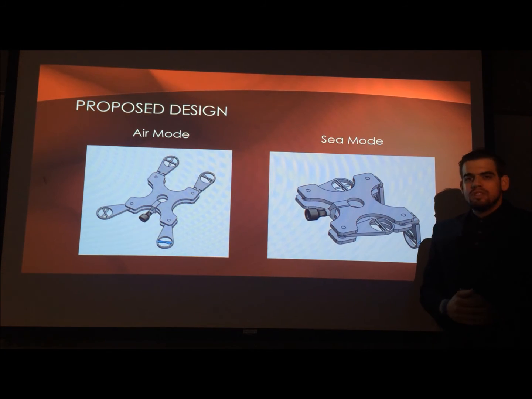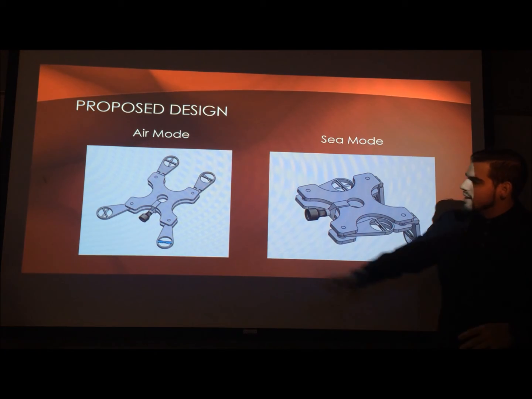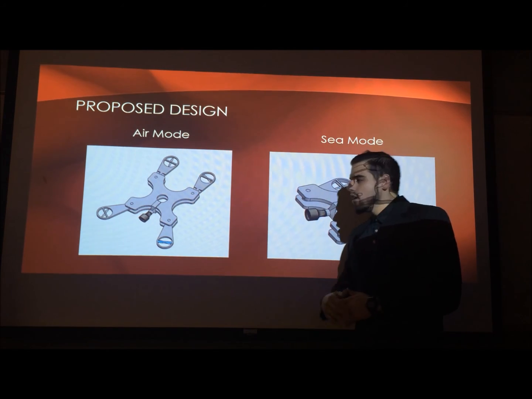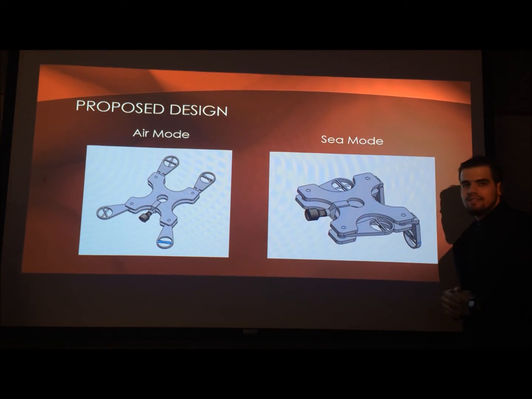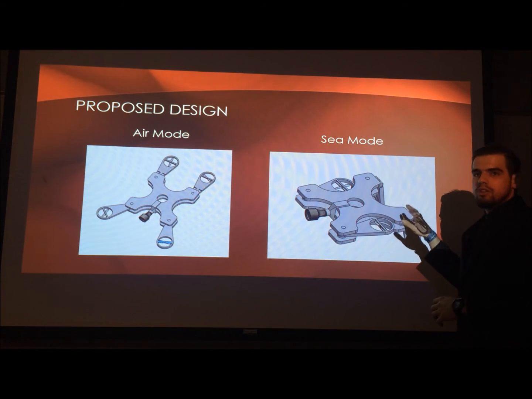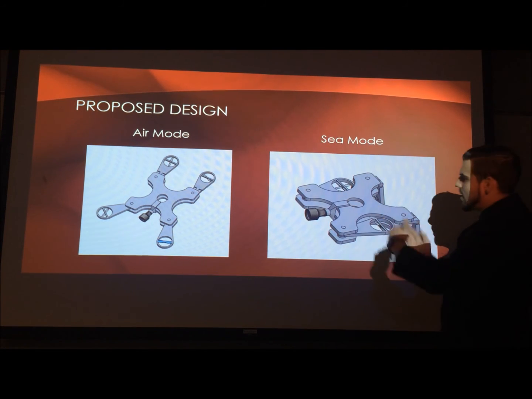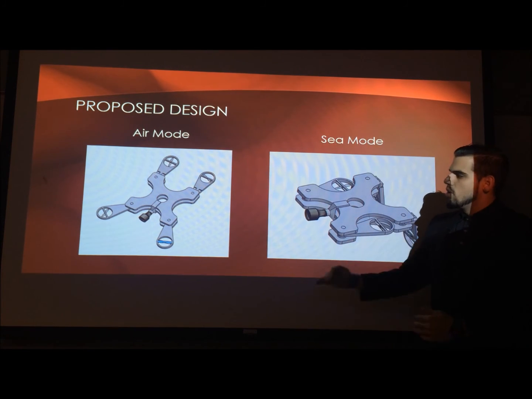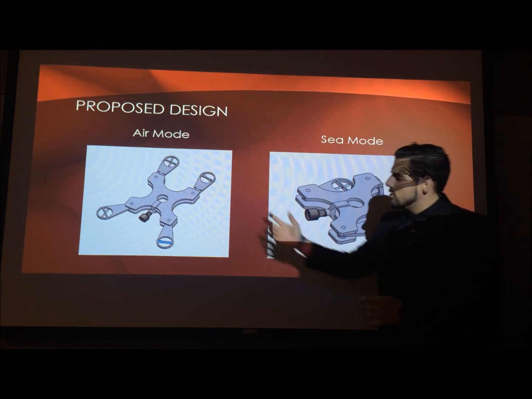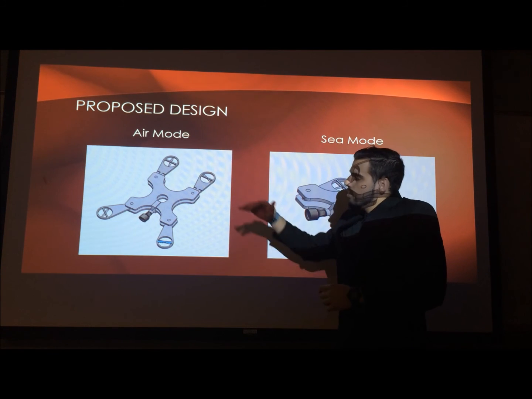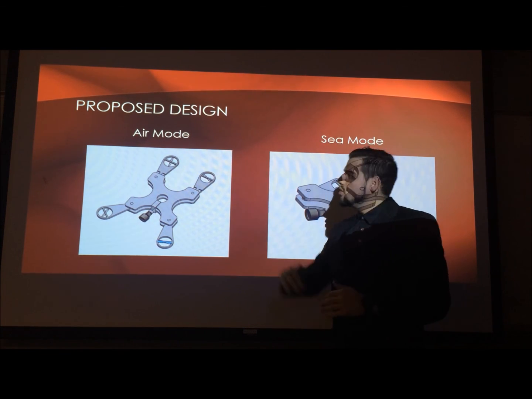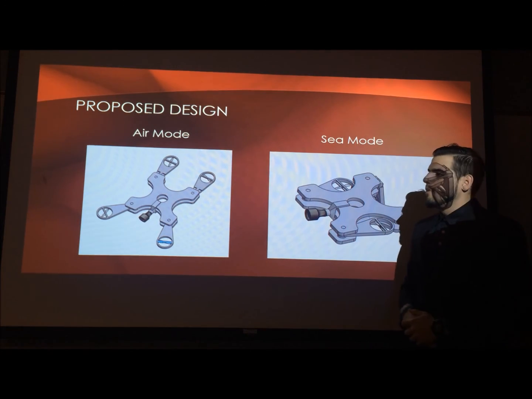This is our proposed design. Our proposed design has an air mode. Our quadcopter is going to be able to move in the air as well as in sea. By moving these propellers down and to the side, it creates a forward motion and a down motion for when you're in water, and the regular propellers for a regular quadcopter for air mode just stay intact in a vertical direction, which creates the lift and the forward movement.